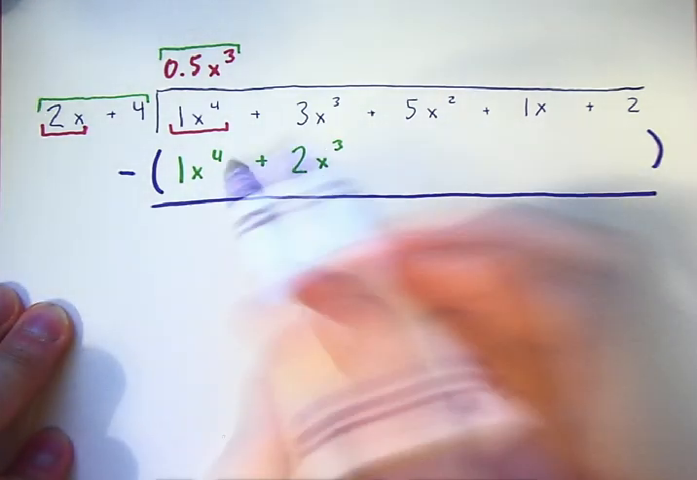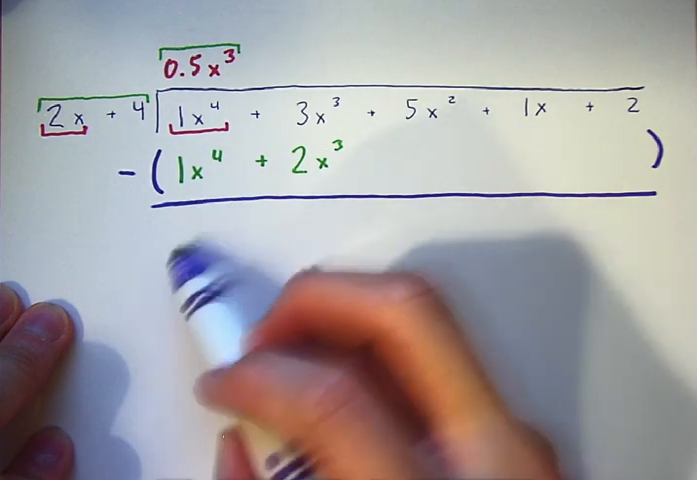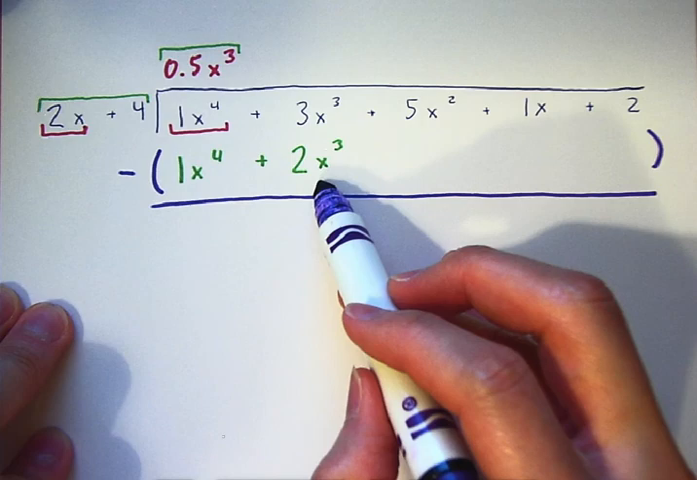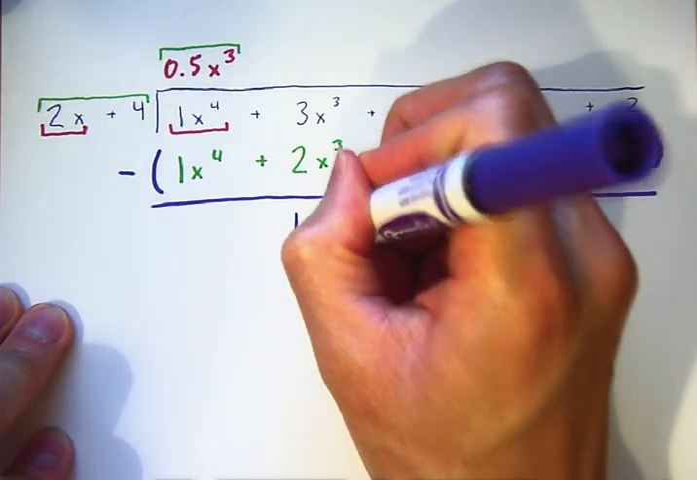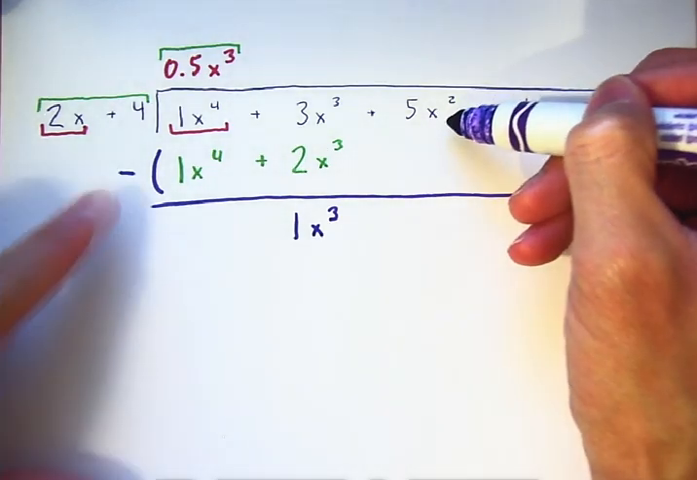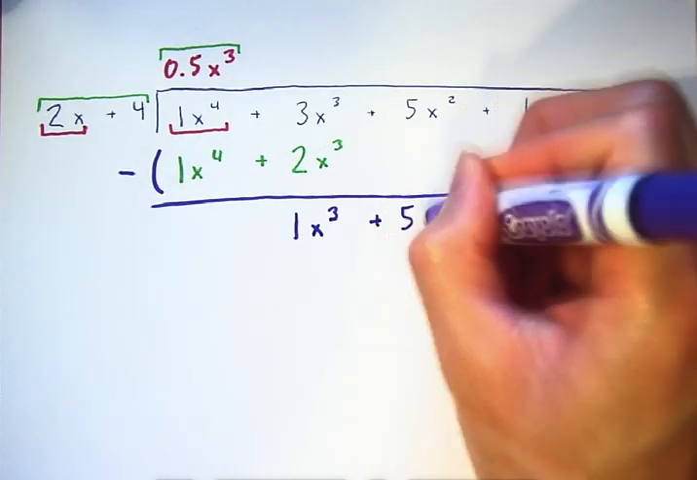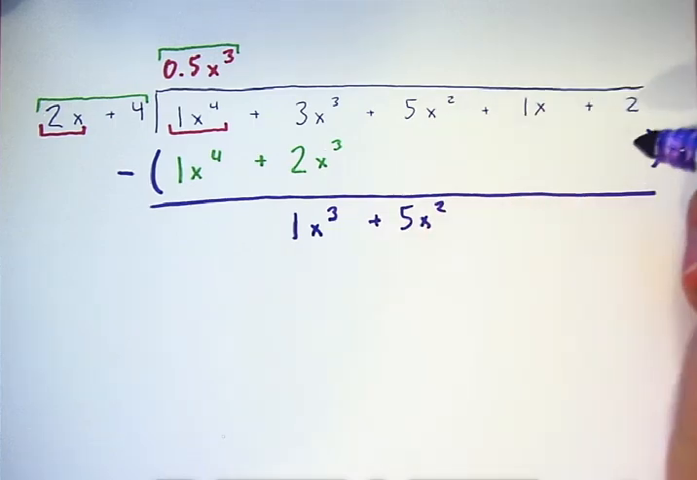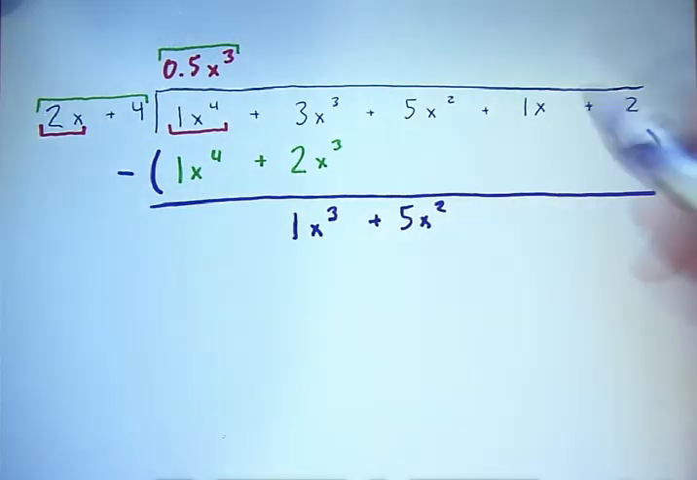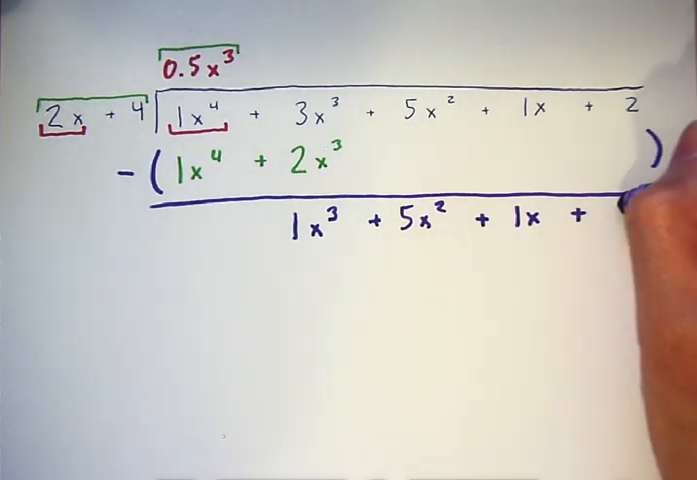All right, so 1x to the 4th minus 1x to the 4th is 0, so nothing here. 3x to the 3rd, subtract 2x to the 3rd, becomes 1x to the 3rd. 5x squared minus nothing is still positive 5x squared. 1x, subtract nothing over here, still becomes positive 1x. 2 subtract nothing is still 2.